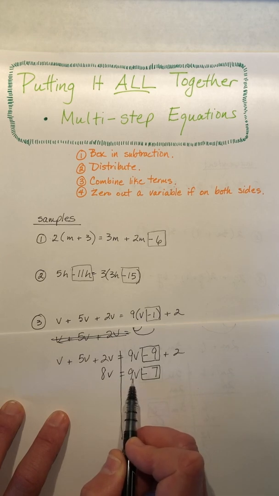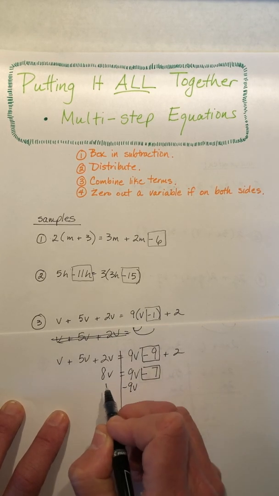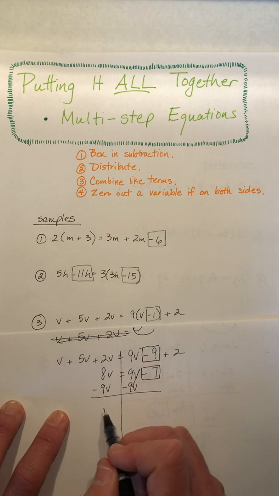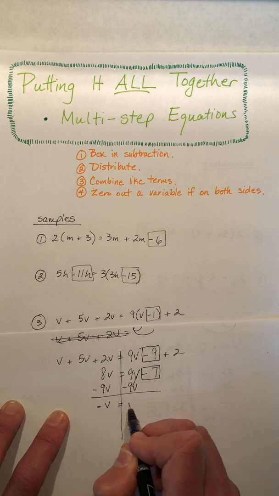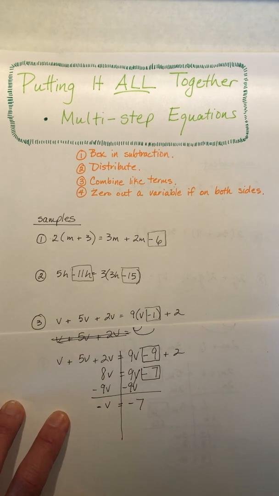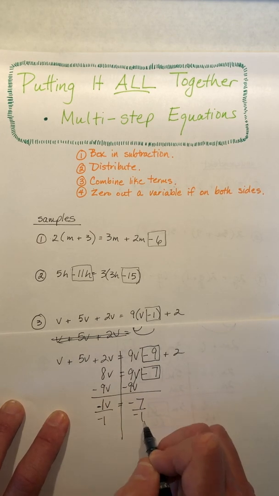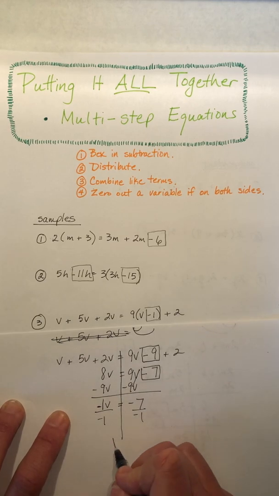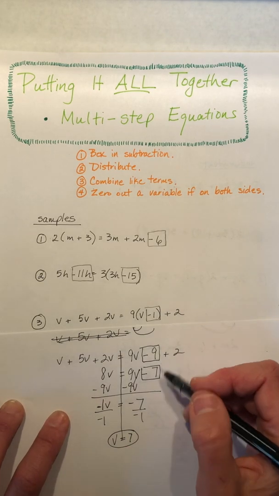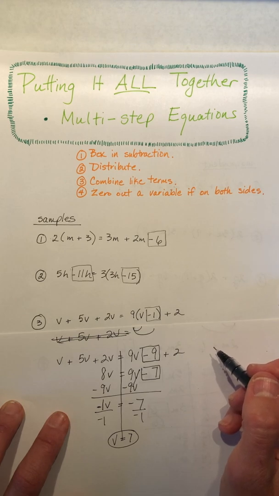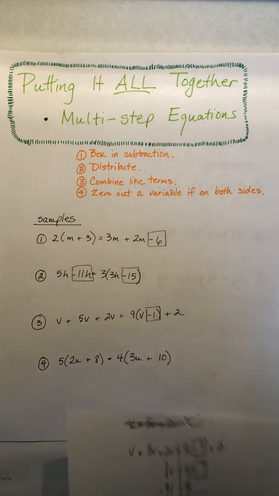I'm going to take this one and zero it out so that I still have something over here. 8 minus 9 is negative 1, or negative v, equals negative 7. Now, if you think of this as negative 1v, it can be helpful to help you see what you need to do next. And v, in this case, equals 7. So this one actually, in 2 spots, it was helpful and almost necessary that you box in that subtraction. All right, one more sample.